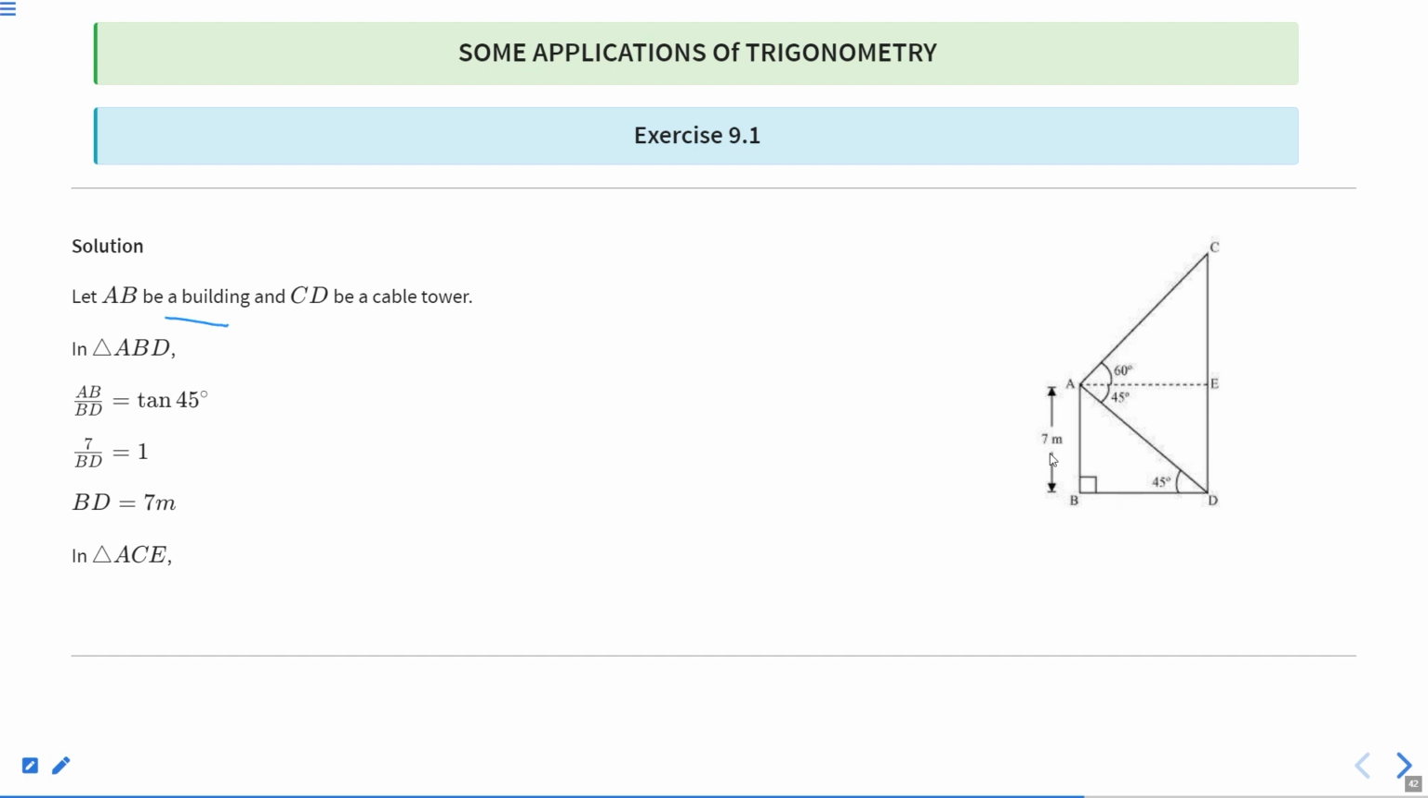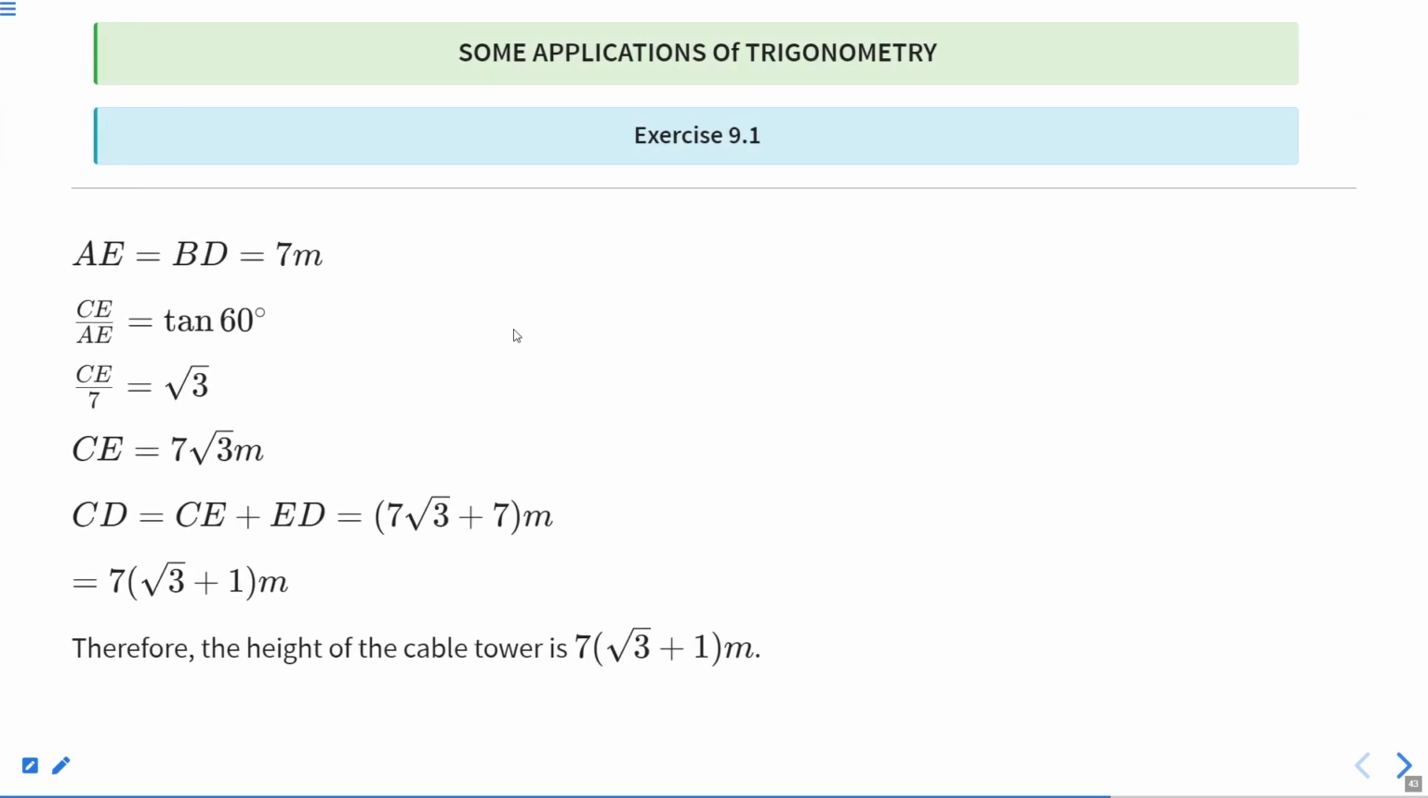From triangle ACE, CE by AE is equal to tan 60 degrees. Here AE is equal to BD, which is 7 meters. So CE by 7 is equal to root 3, which implies CE is equal to 7 root 3 meters. CD is equal to CE plus ED, which is 7 root 3 plus 7 meters, equal to 7 times (root 3 plus 1) meters. Therefore the height of the cable tower is 7 times (root 3 plus 1) meters.